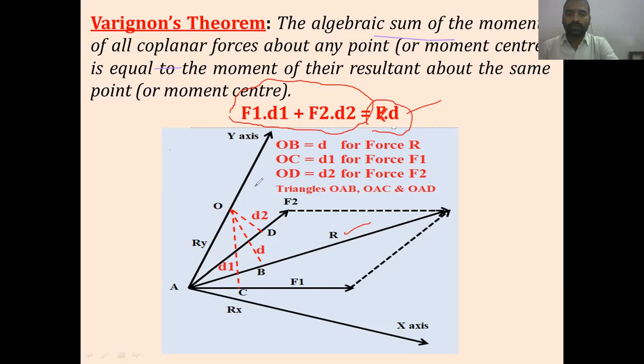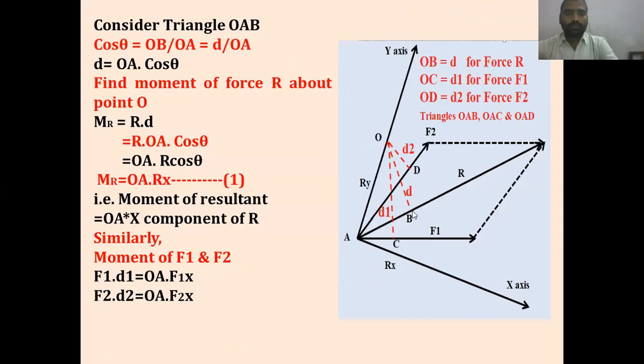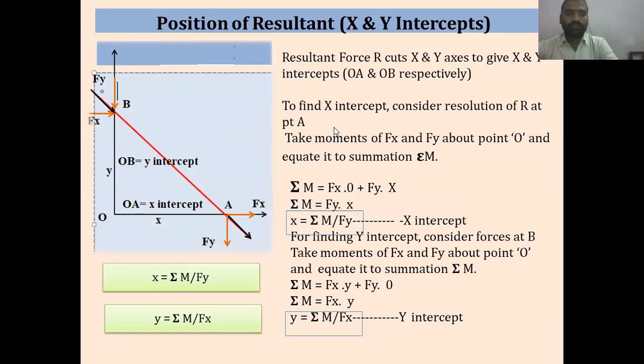Next, we have also determined the X-intercept and Y-intercept. What is the X-intercept? X is equal to summation of M divided by Fy, where Fy is the algebraic sum of all the forces along the y direction. And Y is equal to summation of M divided by Fx, where Fx is the summation of all the forces along the x direction.